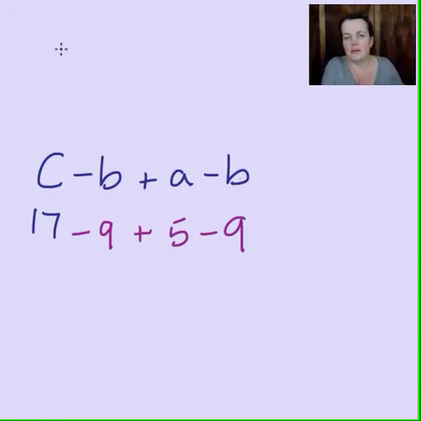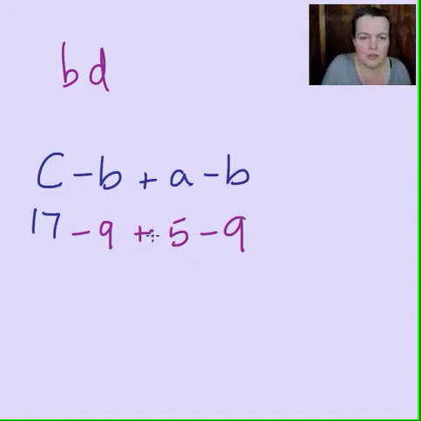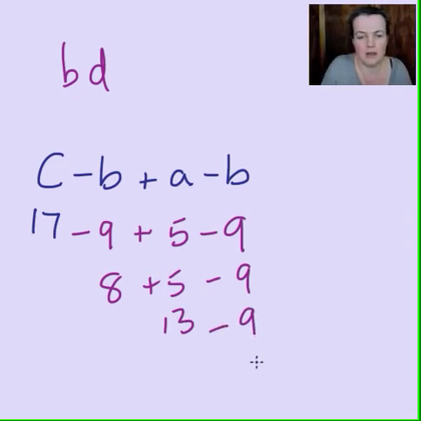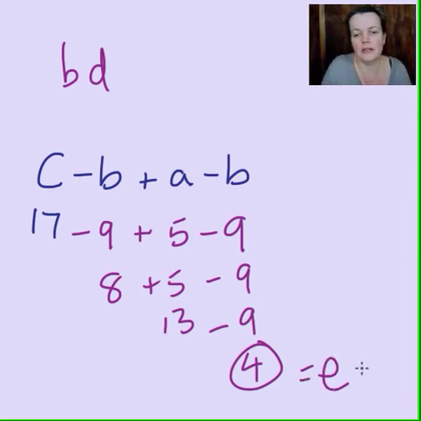And be very careful about your B's and your D's. I've seen children go, but the answer's not here, and that's because they've confused those, and that's why pointing really helps. So 17 take away 9 is 8. 8 plus 5 is 13. 13 take away 9 is 4. Let's hope that's there, which equals E.